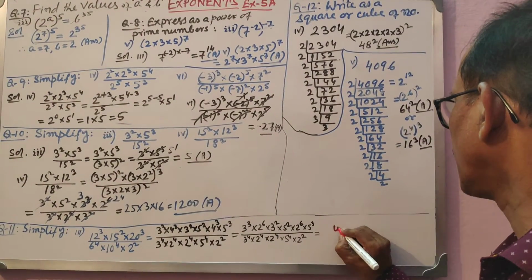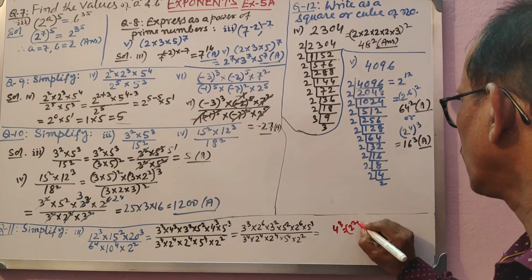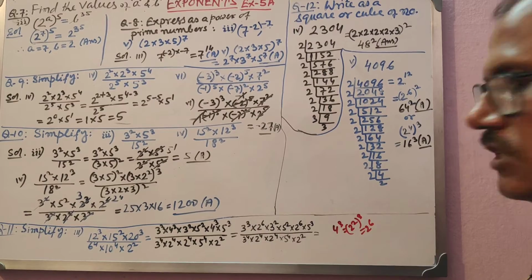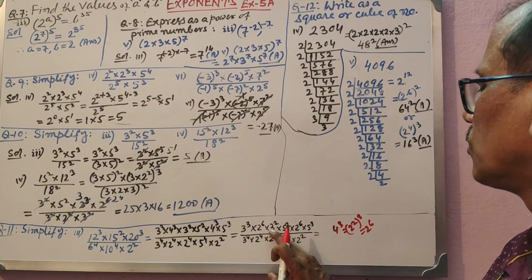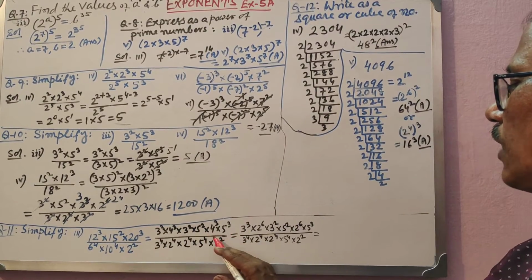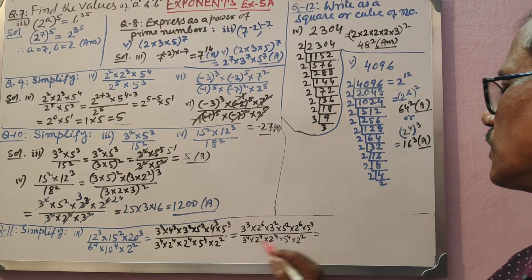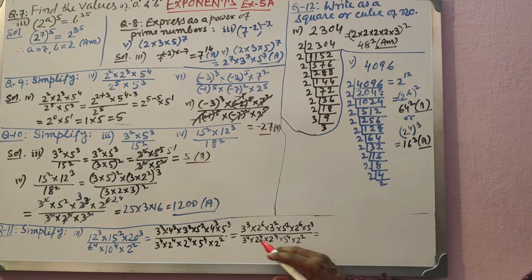4 cube can be written as 2 square is 4, then cube. That means 2 to the power 3 times 2, which is 2 to the power 6. So 4 cube can be written as 2 to the power 6. That way I have written. Now 3 square. Could you understand? 3 square is already there, 5 square, and 4 cube again 2 square, 2 to the power 2 into 3, 6. Now as a product of prime factors, you have done it.